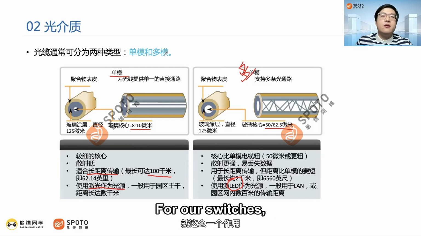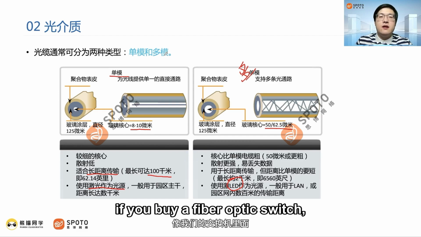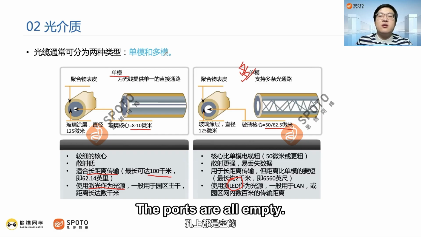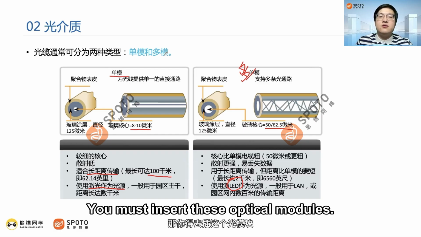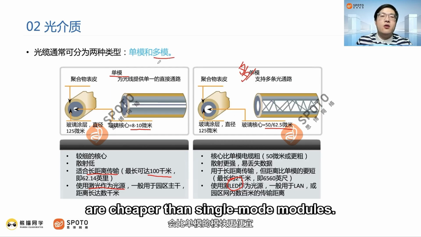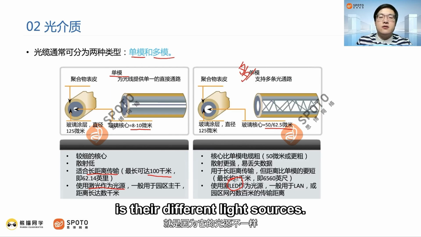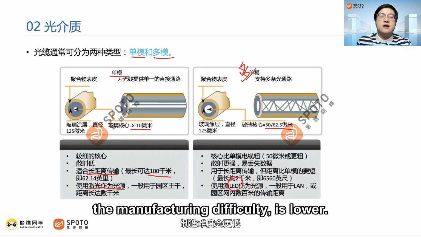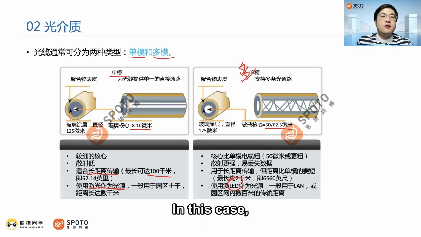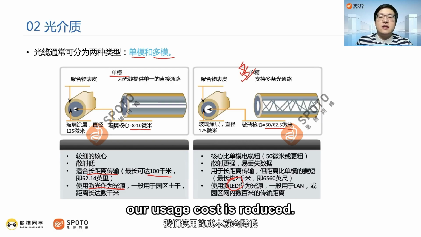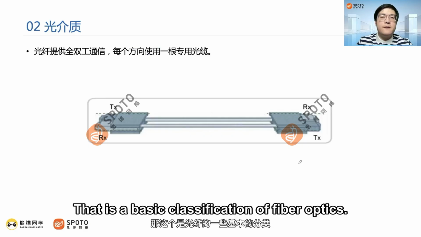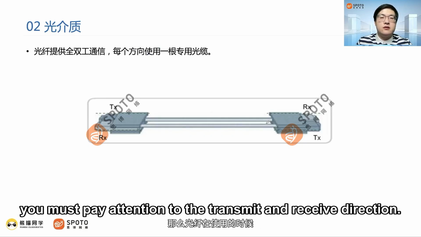For our switches, if you buy a fiber optic switch, you'll find the ports are all empty. You must insert these optical modules. And multi-mode modules are cheaper than single-mode modules. The core reason is their different light sources. Multi-mode uses LEDs, which are cheaper, and the manufacturing difficulty is lower. Therefore, it is cheaper, and overall our usage cost is reduced. That is a basic classification of fiber optics. When using fiber optics, you must pay attention to the transmit and receive direction.